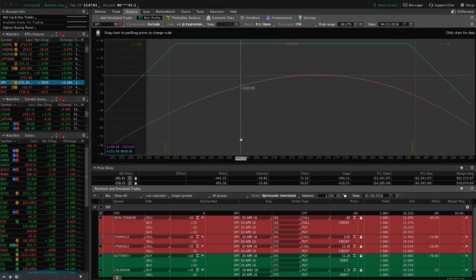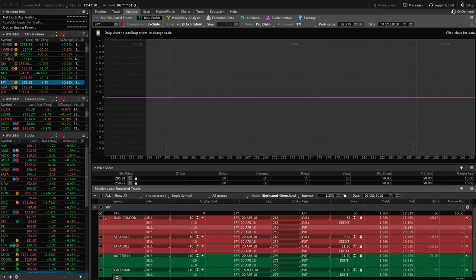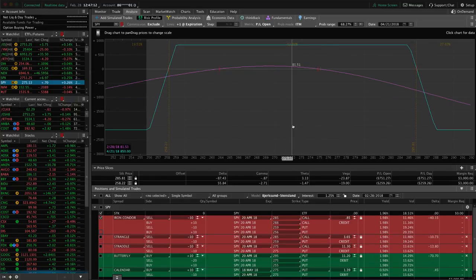If you're okay taking that undefined risk, then the short strangle might be the best strategy for you. But if you want that defined risk, if that's the most important thing to you, then an iron condor can be a great strategy as well. Remember, there's no right or wrong answer. It just really depends on your risk tolerance, your account size, to depend on which strategy you choose for your account.